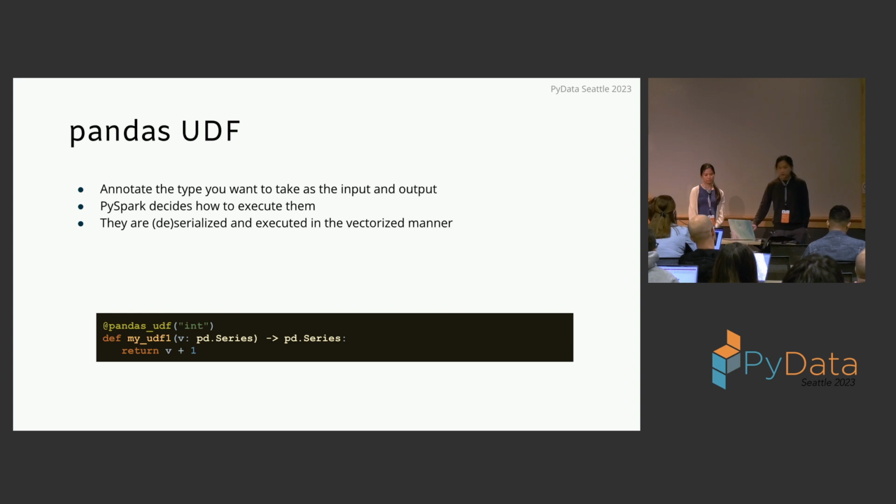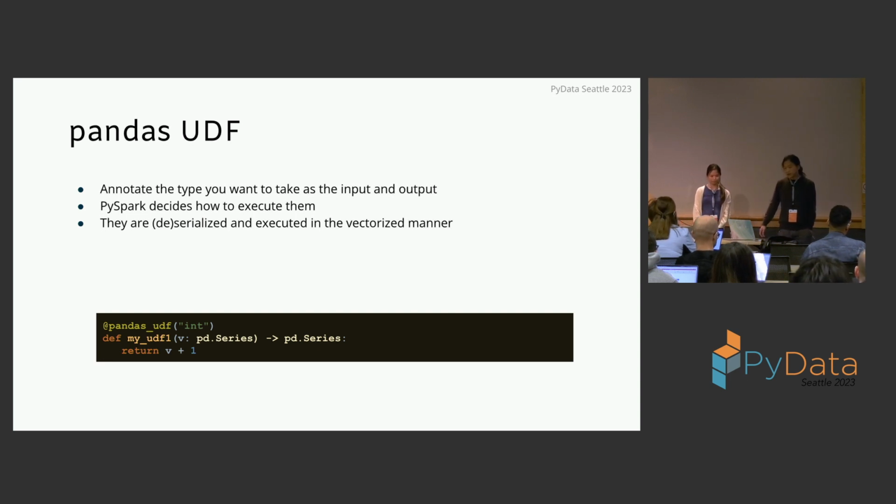All right, let's talk a little bit more about the Pandas UDF. For the Pandas UDF, you must annotate which type you want to take as an input and output. Then PySpark will decide how to execute by reading the type hints. For instance, here I typed Pandas Series as an input and output. Then PySpark will decide, transform, and perform a scalar operation.